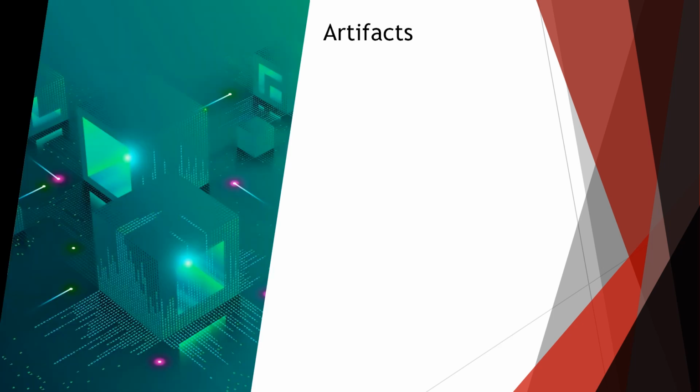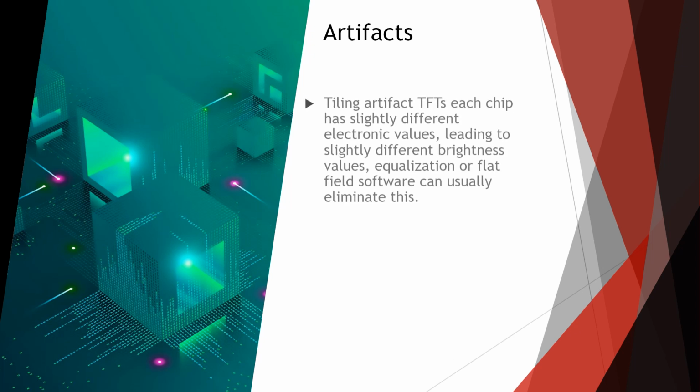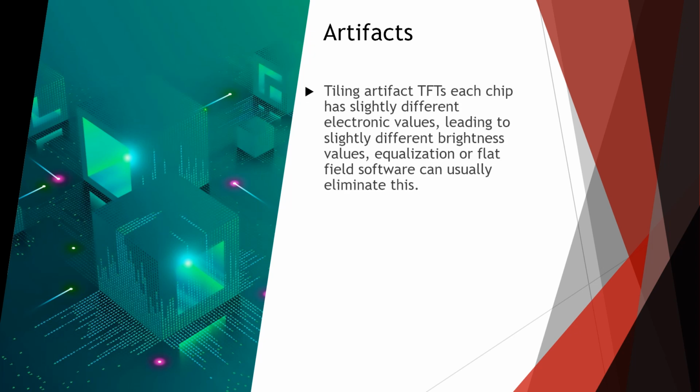So we'll look at more digital IR specific artifacts. Tiling artifact, which is where the TFT, each chip, so each DEL, each cell has a slightly different electronic value, leading to slightly different brightness values for equal exposure. Equalization or flat field software can usually eliminate this, so each DEL will represent correctly with the same given exposure.